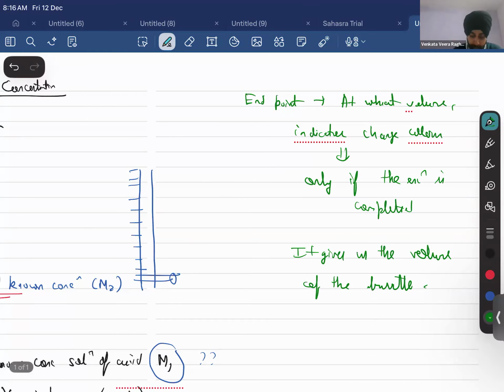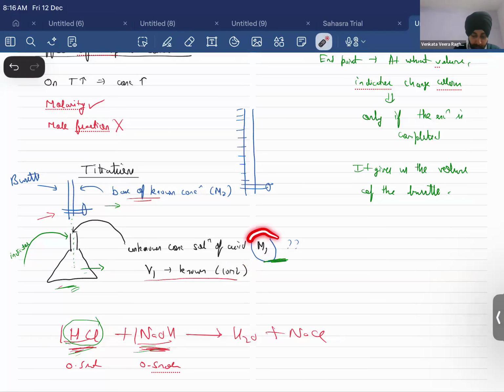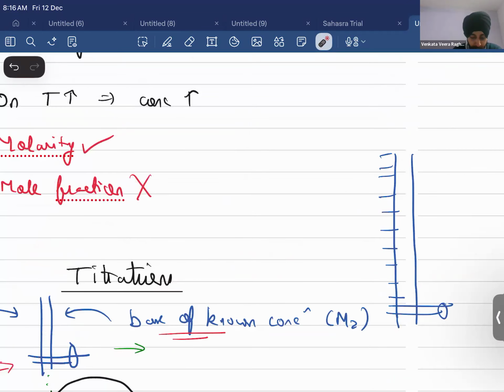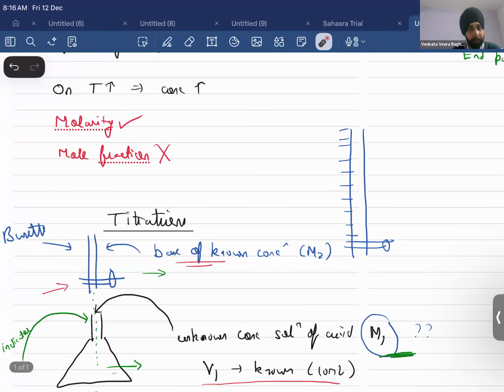Now we have four terms. I want to find M1, the concentration of acid, let's say. I have the volume of acid known. I know the concentration of my base as well, which is M2. But I didn't know how much volume of base was needed for the complete reaction. Because of the indicator, it tells me to stop adding the base, the reaction is done. That volume, whatever the burette reading is showing, is V2.